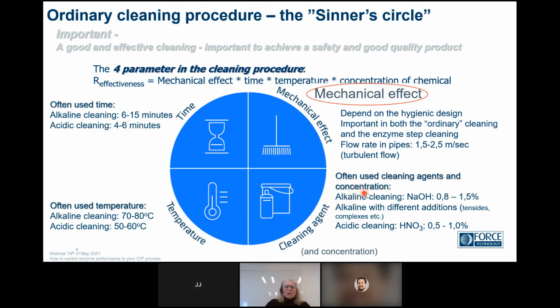I'm not going to read this up because we're going further. The next slide is for the membranes, and that is much more relevant for us in this case. But the mechanical effect is very, very important.